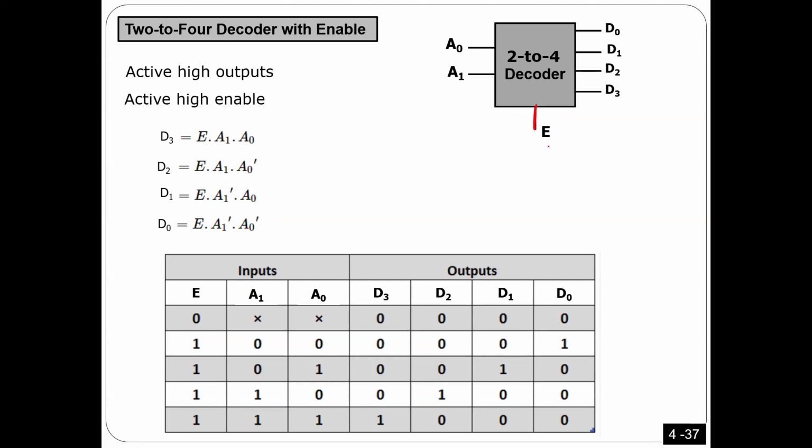You have one input here, we call it enable. If the enable is 0, the outputs are 0, 0, 0, and this one is disabled. Regardless of what input you have here, I always get 0. It is not working, it's disabled. But if you put 1 here, now it's going to work normally as a decoder. If the input is 0, 0, then this one is 1, and then you have 2 zeros, and so on. Is that okay?